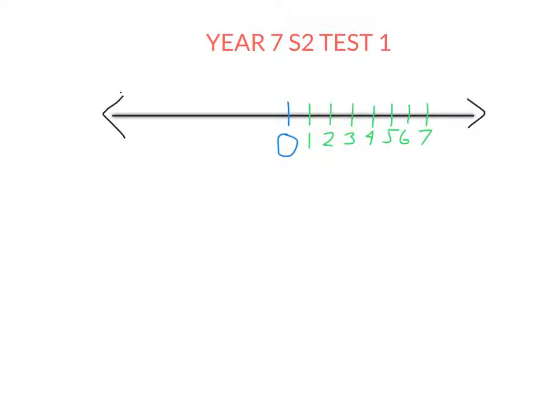So we could put a positive sign in front of all these, positive 1, positive 2, but we don't need to. If you say the number 3, it's understood that you mean positive 3 or 3 above 0. Now to the left of 0 are the numbers that are less than 0. So on the other side of 0, you still see the same numbers.